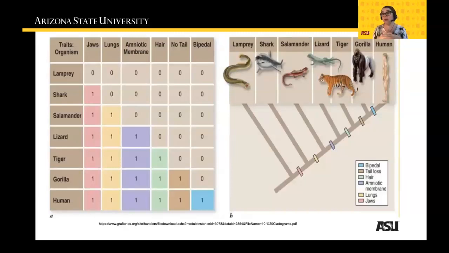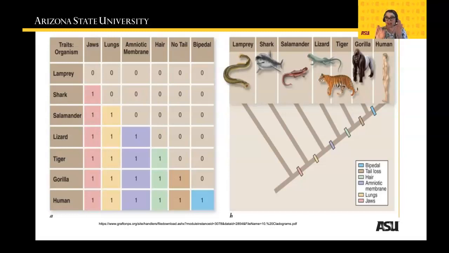So this is the one we were looking at with the lamprey, the shark, salamander, lizard, tiger, gorilla, but then it added humans. And so it's looking at bipedalism as well. Amniotic membranes, hairs, tails, things like that. So when we look at our columns, we can see the lamprey is the oldest.